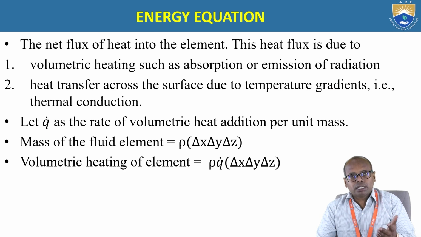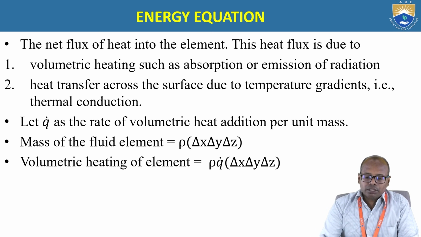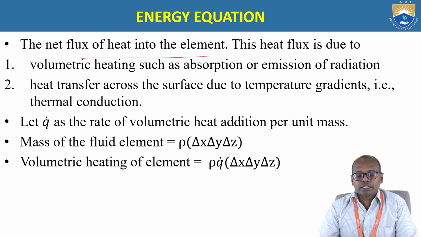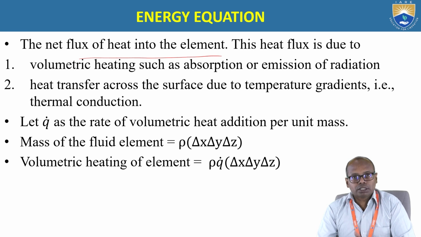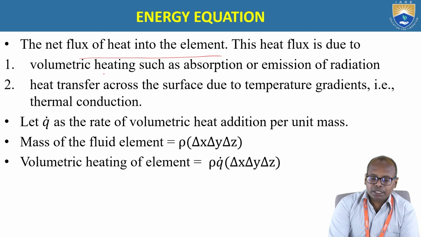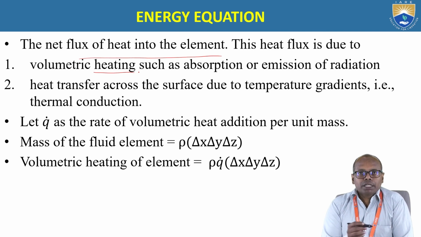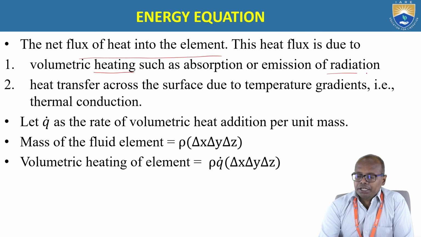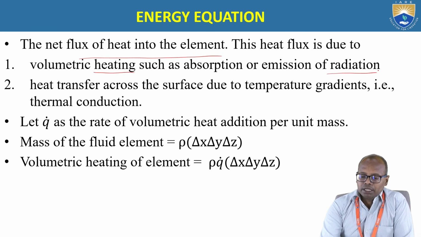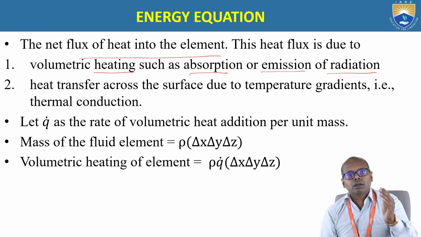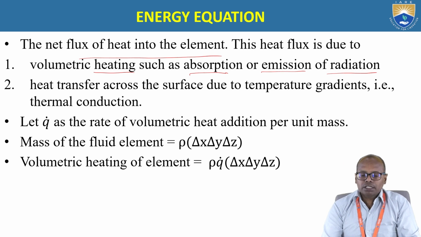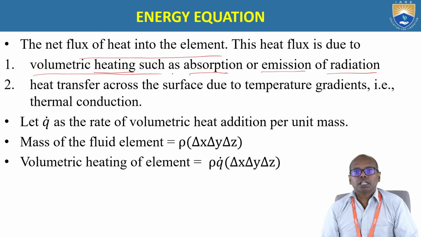Now we will see the other term, the heat transfer term: the net flux of heat into the element. How this heating happens, that we have to see. There are two things. One is volumetric heating. Volumetric heating is done by the radiation component of heat transfer, either the radiation it is absorbing or radiation it is emitting. The fluid element has a potential to absorb or emit heat radiation, so this results in volumetric heating of the element.